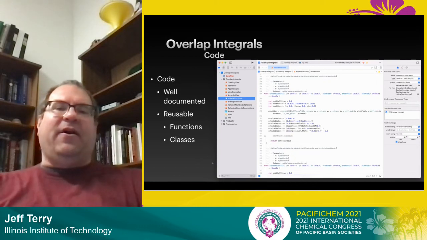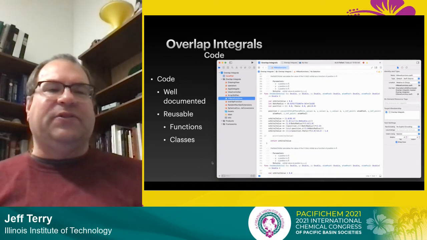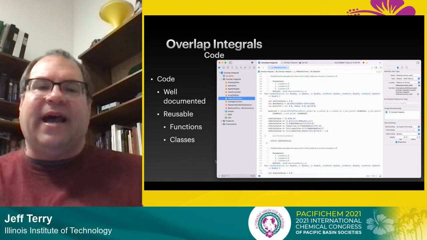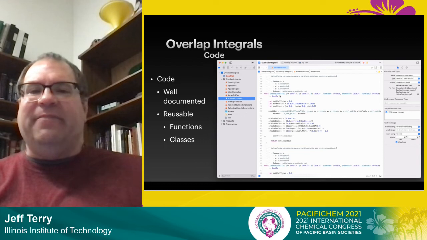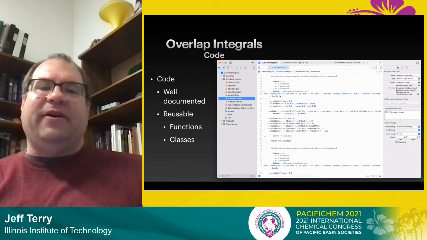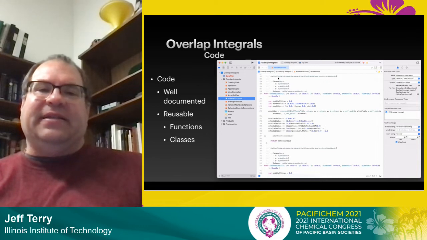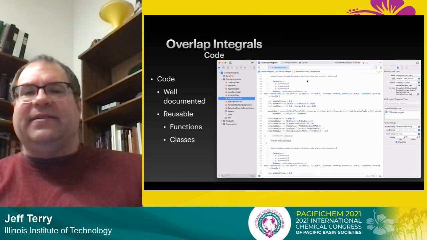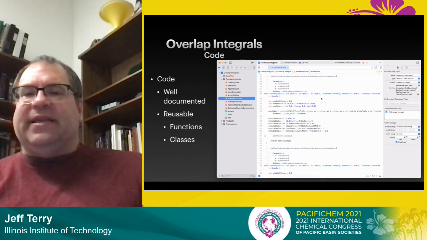Now, if we look at the code, these are things that we really focus on with the students. We want to make sure that the code is well documented. We want to have functions that are very clearly named, so it's clear what the function does. So this is the 3dz squared orbital. It calculates the hydrogen 3dz squared orbital as a function of position. So the inputs are x, y, and z.